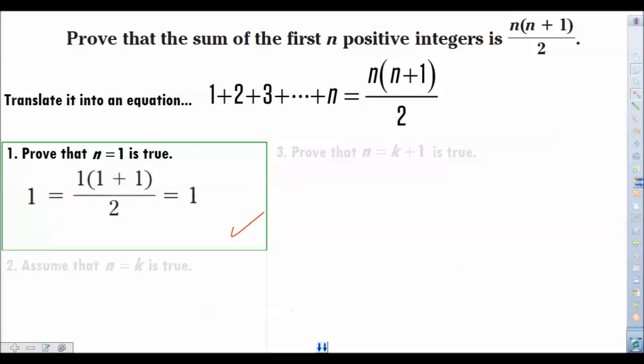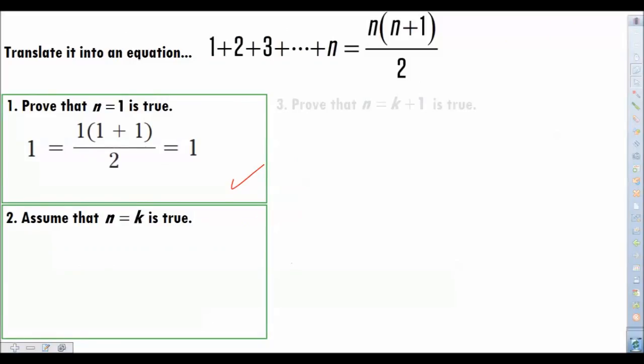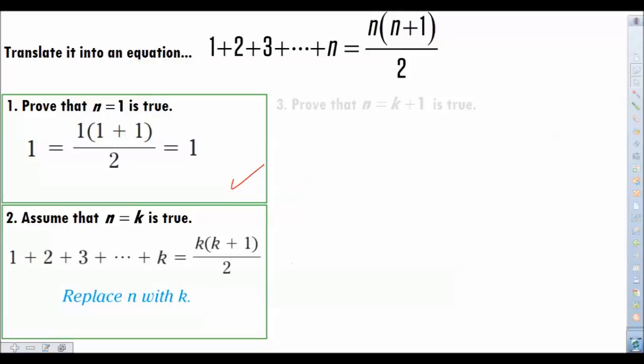Okay, so let's look at the second part, the assumption here. If we assume that n equals k is true, then just replace n with k, and we end up with something that looks like this. So make sure you have that part written down when you're doing step 2. Because remember, we saw in the last problem, writing this out here in its entirety will pay off when we get to step 3.